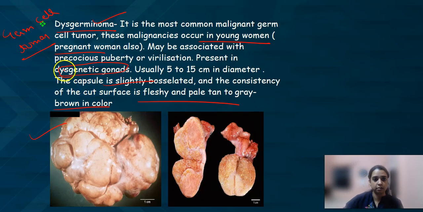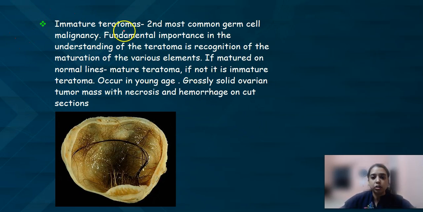And it has been asked, so it is important to see dysgerminoma properly. Immature teratoma. So basically what is teratoma? When various elements, the mesodermal, ectodermal, a lot of elements, start maturing together, it leads to teratoma. If they mature in a normal line, it gives rise to a mature teratoma. If they do not mature in a proper way, it gives rise to an immature teratoma. Now mature teratoma is benign, immature is very invasive.